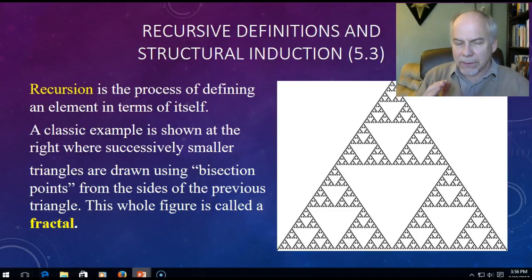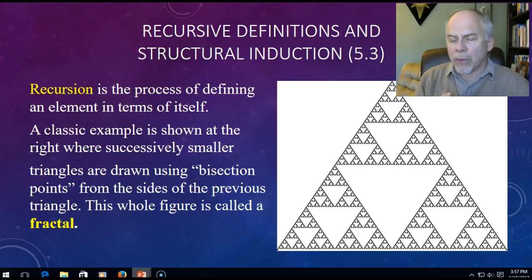Recursion definitions. We have looked at them before when we've looked at recursively defined sequences, so it's not something totally unfamiliar. But we're also going to look at structural induction in relation to this. And the idea of recursion is a process that you're going to keep doing time and time again, but maybe on a smaller scale. But it's the process of defining an element in terms of itself.